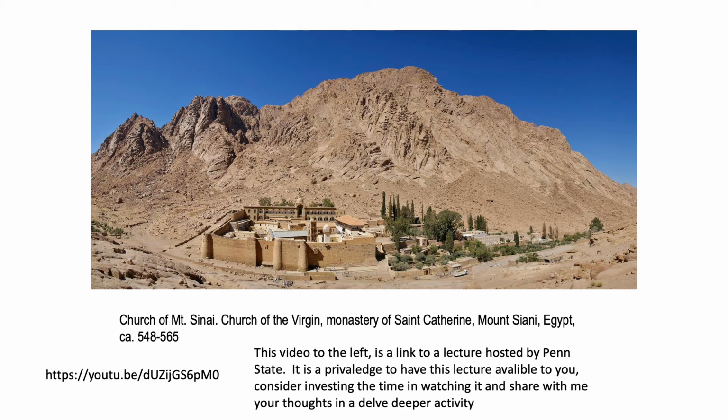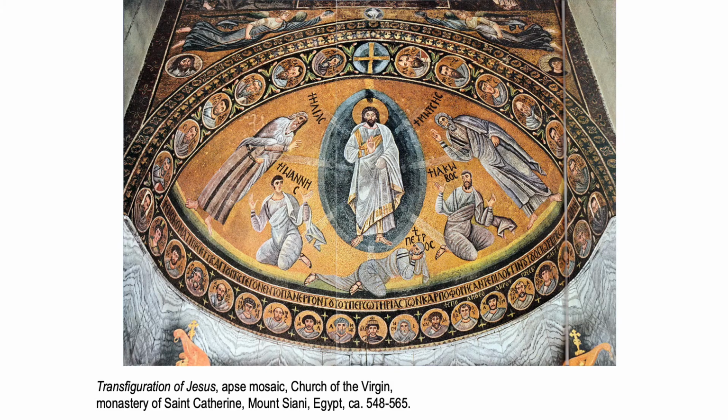It also enclosed the existing chapel built by Helena, mother of Constantine I, to commemorate the site where Moses observed the burning bush. The site was originally dedicated to the Virgin Mary, but was eventually rededicated to St. Catherine. If we go inside, we can see the apse mosaics.